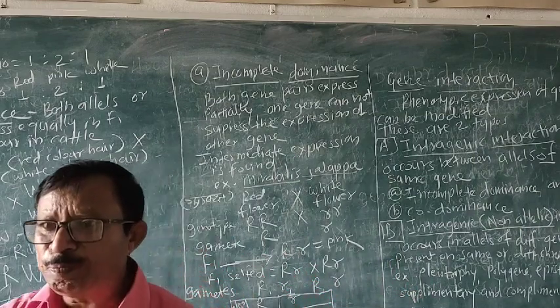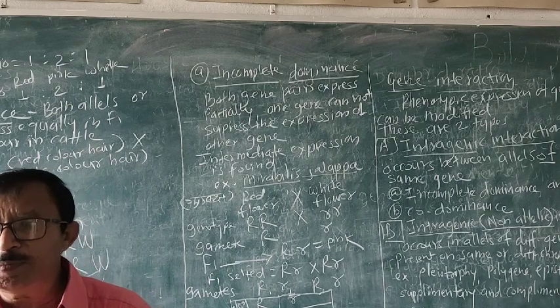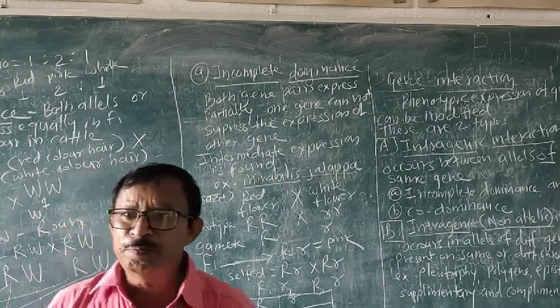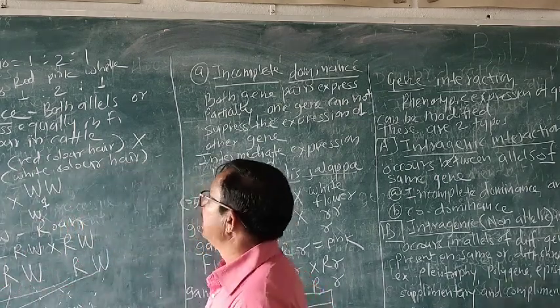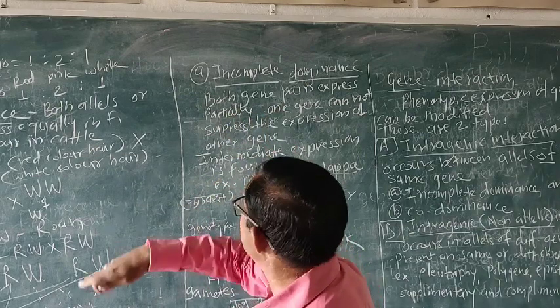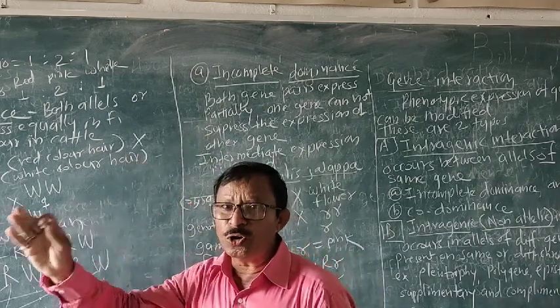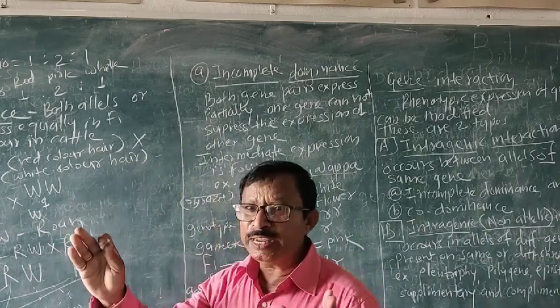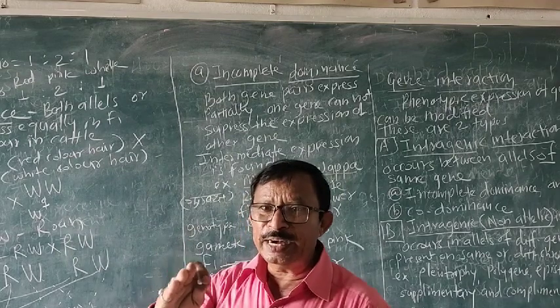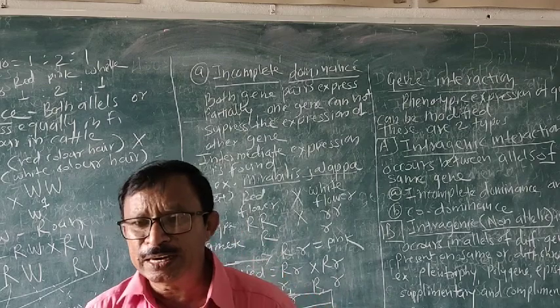Not the parent color appears, but the intermediate color appears here. Example is Mirabilis jalapa. See here, both the gene pair expresses partially. One gene cannot suppress the expression of the other gene. दोघांच्या मधून एक इंटरमिडिएट कलर मिळतो. रेड आणि व्हाईट क्रॉस केल्याच्या नंतर पिंक कलर आपल्याला अपीअर झालेला मिळतो.